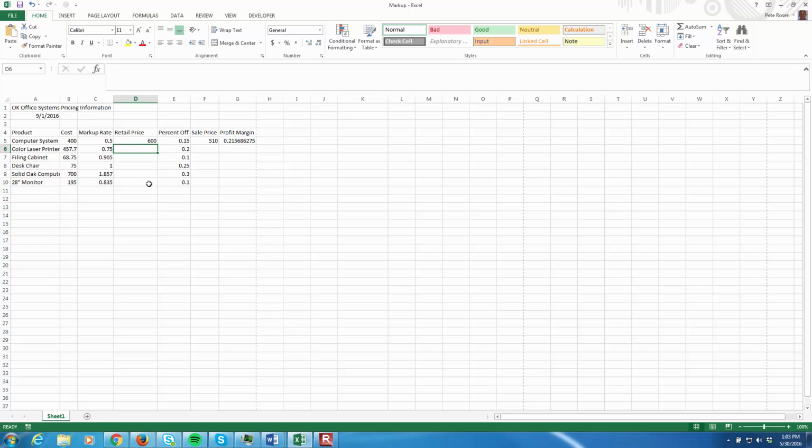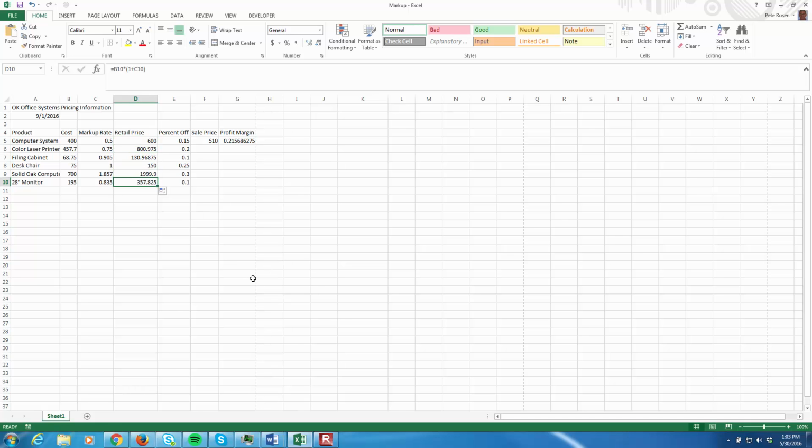Now, to get this formula down to the other cells, in this case D6 through D10, we can use what's called the autofill. So I'm going to put my cursor in cell D5, and I'm going to go to the bottom right-hand part of the cell until it turns into that black solid plus sign, hold down the left mouse button, and then just drag that formula down to D10. And when I do, the corresponding formulas follow down.